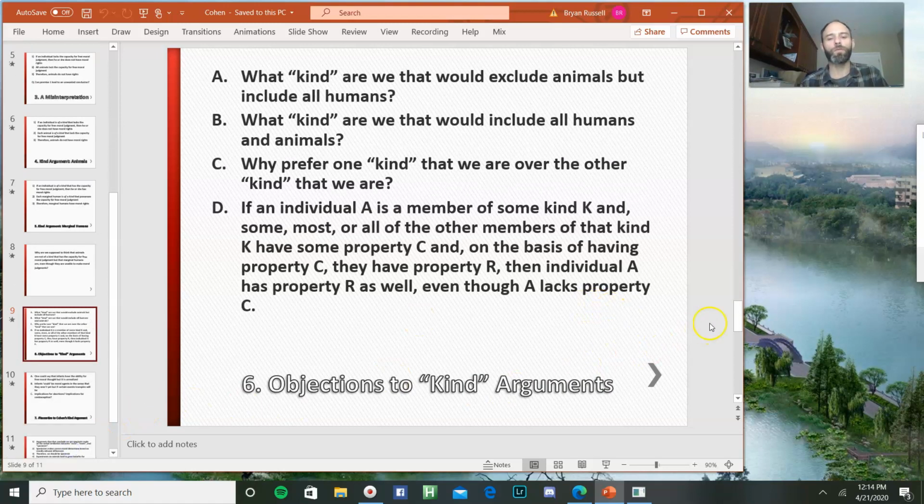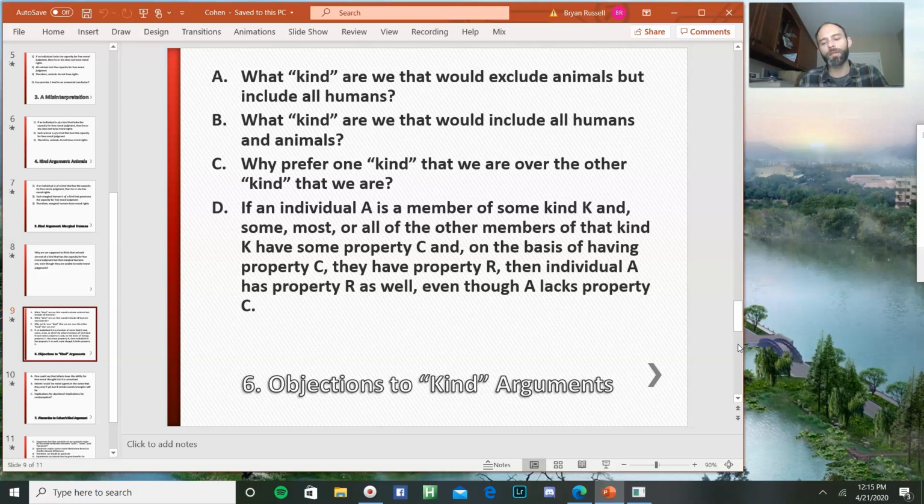So let's get to some objections to this style of argument. First, what kind are we that would exclude animals but include all humans? That, again, would just be our species, Homo sapiens. But now note, we're of many kinds. So why talk about species membership here? Why not talk about something higher up? So a kingdom, phylum, class, order, family, or genus.